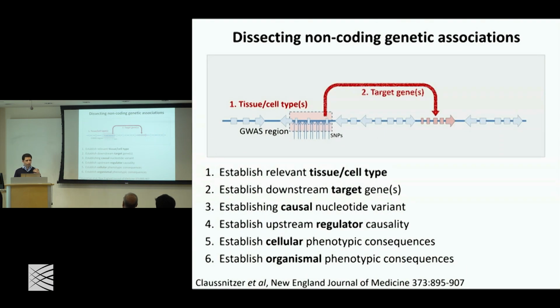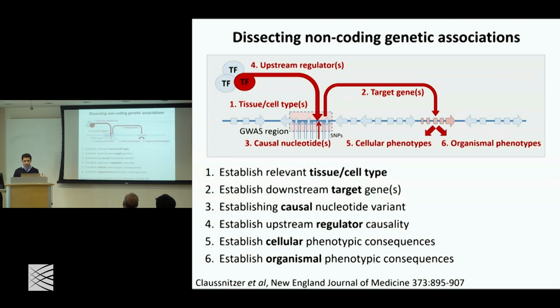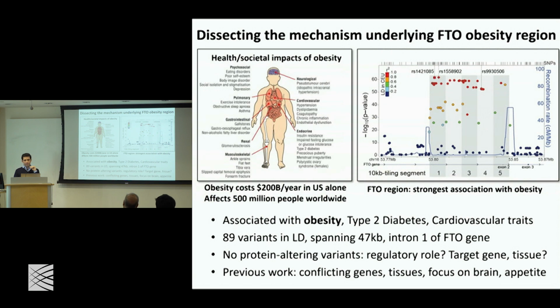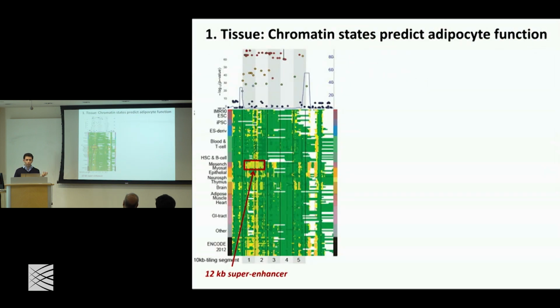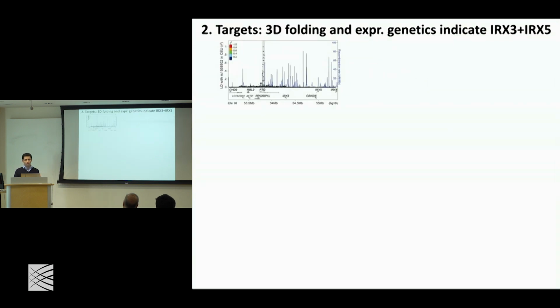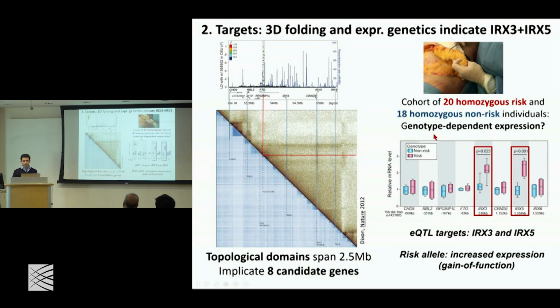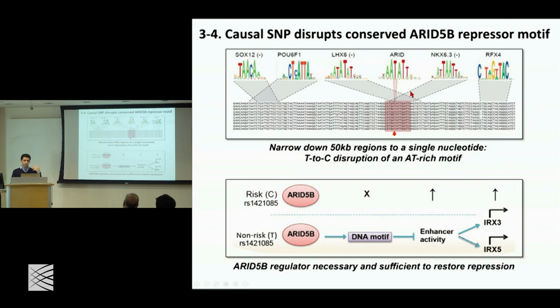So putting all this together, we can go back into disease loci and start inferring their function, work that we did in collaboration with Melina Klausnitzer. We can start asking where are these genetic variants acting, what tissues and cell types, what are the potential target genes, and how do we link them? Can we find eQTL support for these genes? Can we find the specific upstream regulatory variants that are changing specific motifs and the upstream regulators?